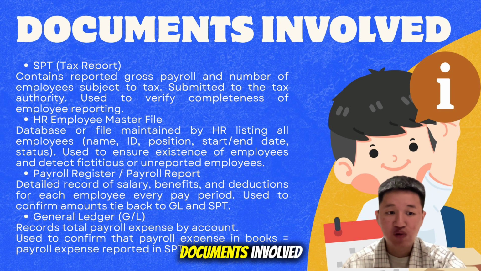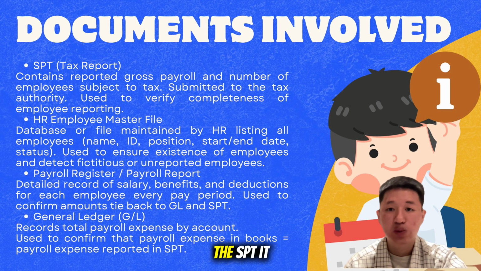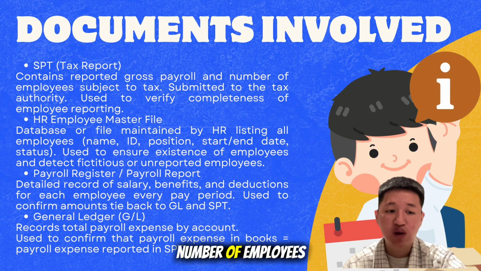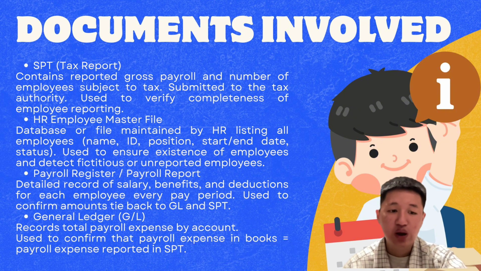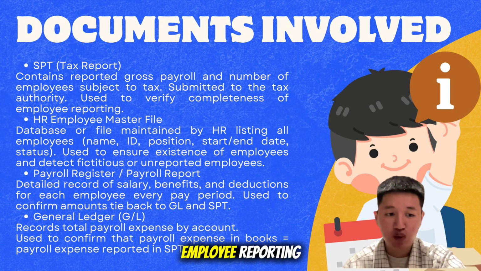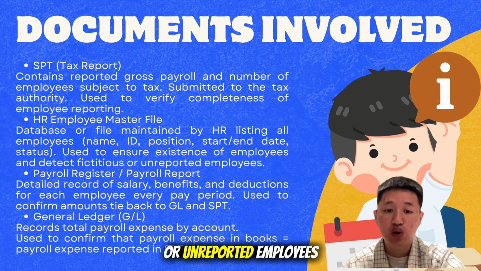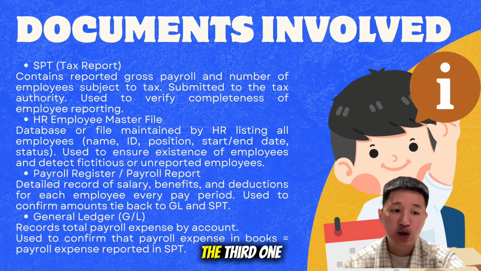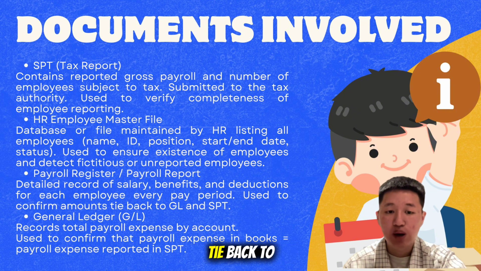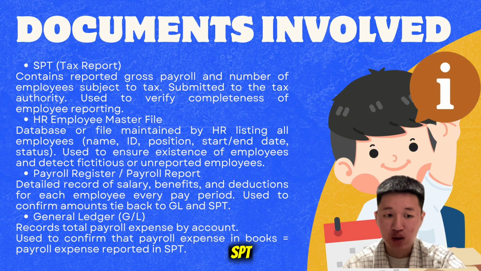And then the documents involved. The first one, of course, is the SPT. It contains reported gross payroll and the number of employees subject to tax. It is used to verify completeness of employee reporting. The second one is the HR employee master file. It is used to ensure existence of employees and detect fictitious or unreported employees. The third one is the payroll register. It is used to confirm amounts tied back to the general ledger and SPT.